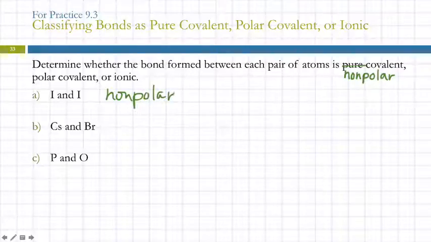How about between cesium and bromine? Ionic. Cesium is a metal and bromine is a nonmetal. So that's going to be an ionic, and we would name it as an ionic compound. How about phosphorus and oxygen? Two nonmetals, we're going to predict that that's polar. Okay?